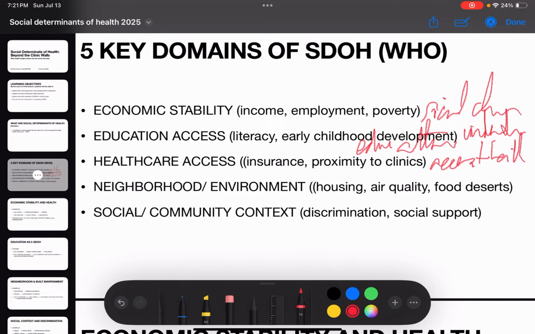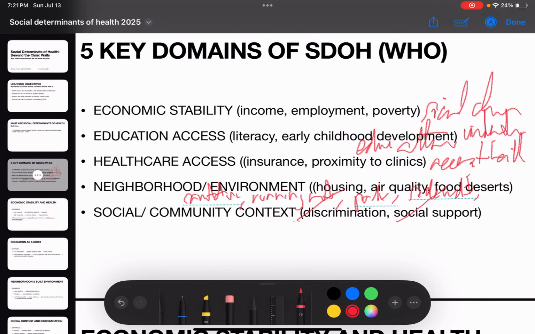Neighborhood and environment, like housing, air quality, food deserts. Food deserts refers to places where there is poor quality food and there's little diversity in the food. This includes your sanitation, running water, the presence of parks, for example, where people can exercise, sidewalks for safety, built environment. Social and community context, this includes discrimination and social support.